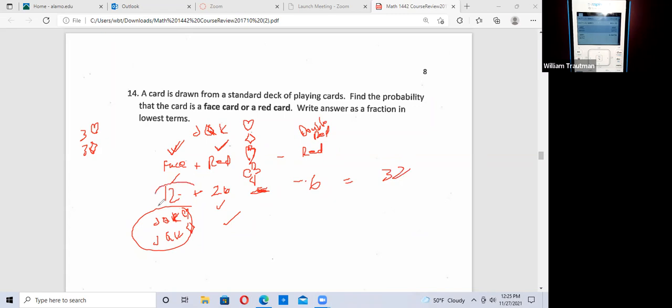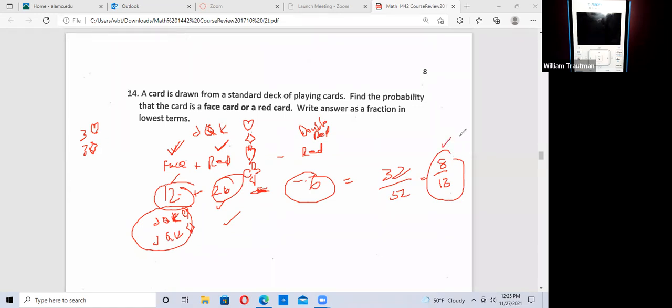You have to add these, but then subtract it because we counted those cards twice, out of 52 total. When we divide each of these by 4, we get 8 on top and 13 on the bottom. So write your answer as a fraction in lowest terms. It's 8 over 13. You see how we did that? The face cards, the red cards, but we counted those red cards twice, those 6 red face cards.